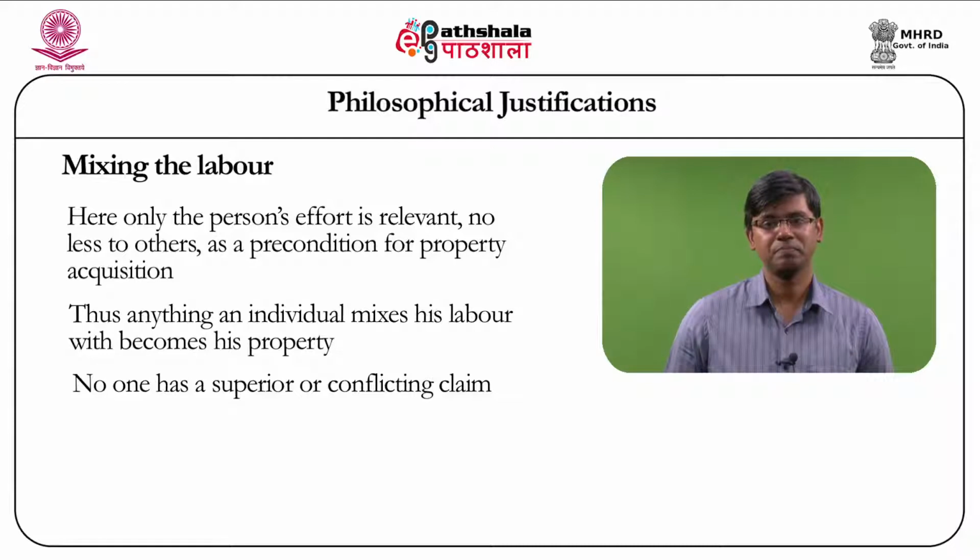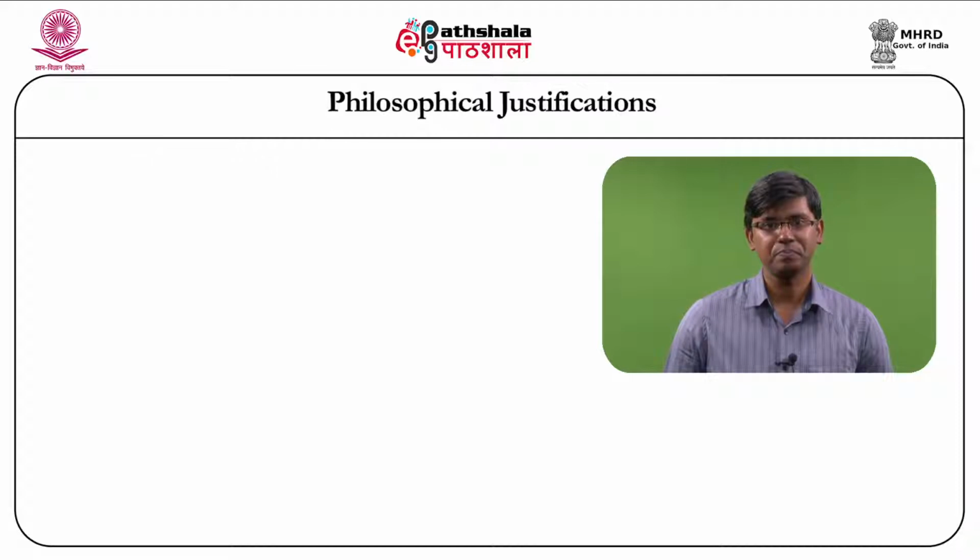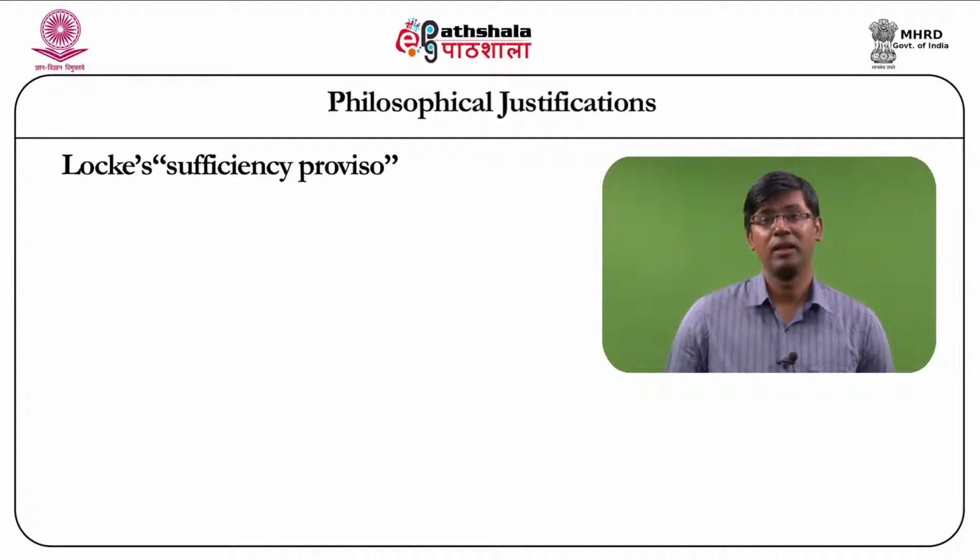As per Locke, an author, painter, photographer, musician who has exerted his labor to express his original thoughts in the form of a book, paint, photo, or music album should readily be granted a copyright. But Locke also brings in a certain proviso to this, saying that we need to look at certain conditions. What exactly is that condition? He calls it the sufficiency proviso.